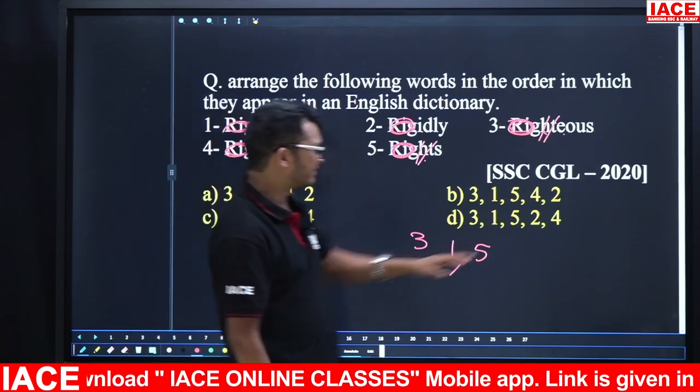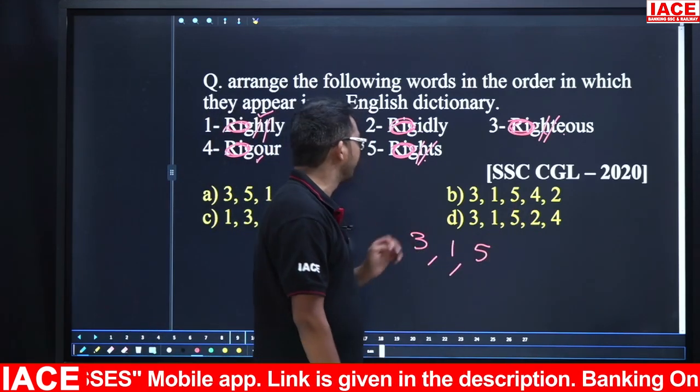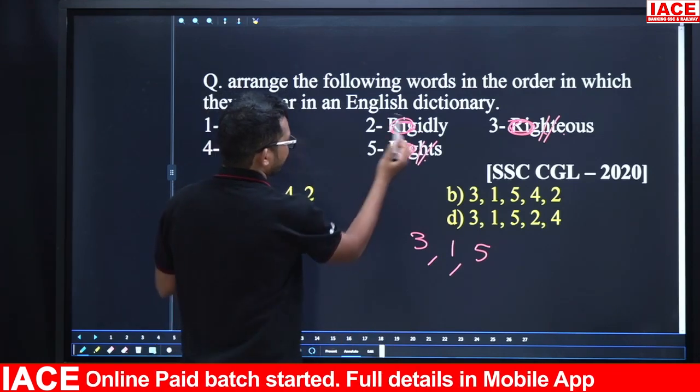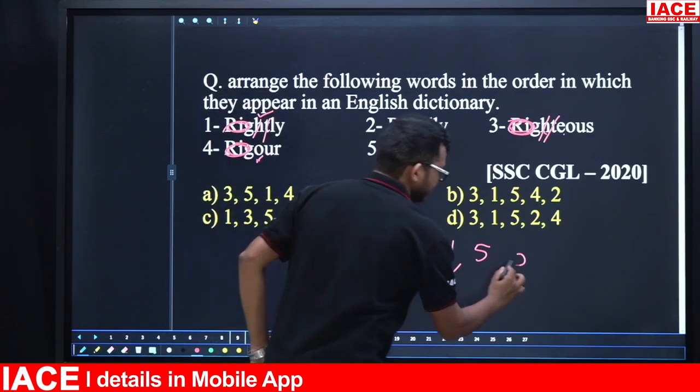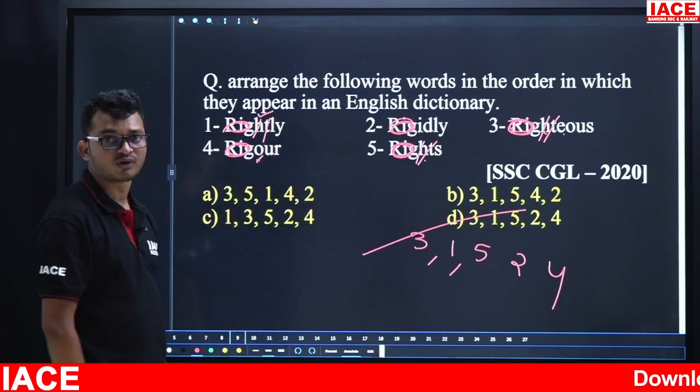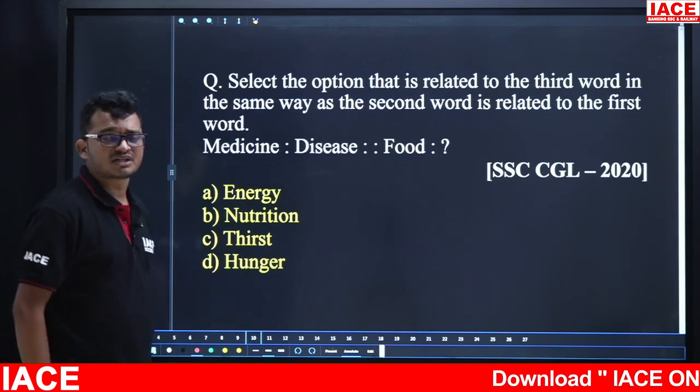From 3, 1, 5, again we have 2 options. Now go for the remaining 2 also. After that, what is next? Here O is there, I is there. First I will come, next O will come. So the answer is 2, next one is 4. Option D is the answer: 31524. Next, take the next question. Your time starts now.